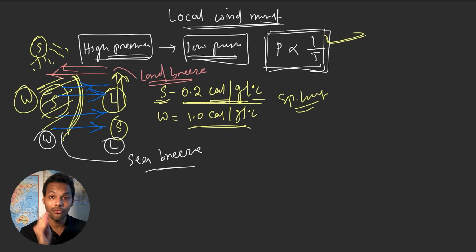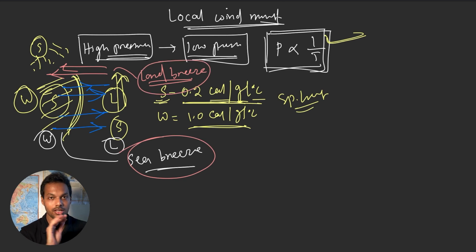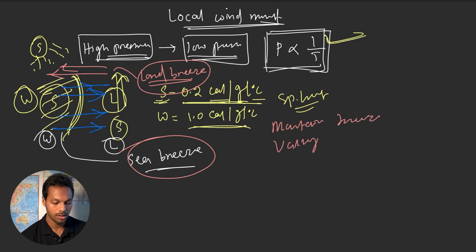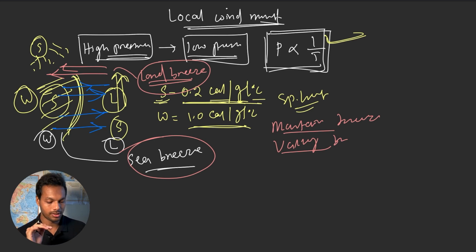As it is moving from land mass to ocean or sea, that is called land breeze. Clear? What is sea breeze, what is land breeze? Clear? Now coming to mountain breeze and valley breeze. What is mountain breeze and what is valley breeze?